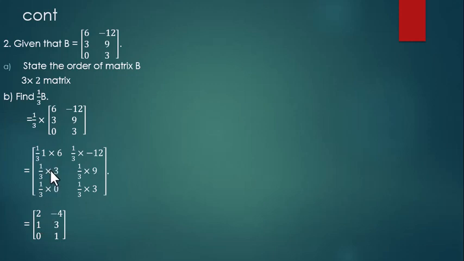Then 1 over 3 multiplied by 3, we get 1. Then 1 over 3 multiplied by 9, we get 3. Okay. Then 1 over 3 multiplied by 0, we get 0. Then 1 over 3 multiplied by 3, we get 1. So this is how we are getting this particular answer.